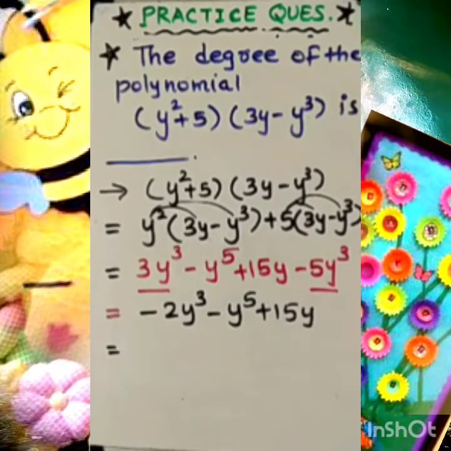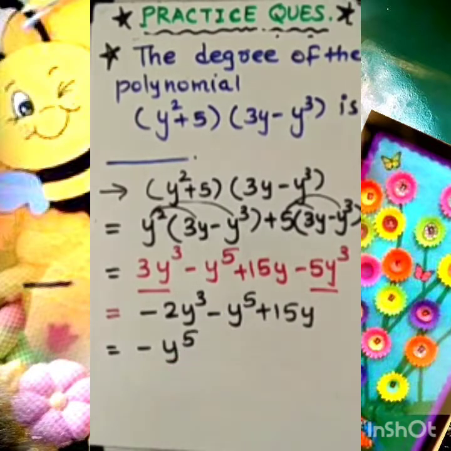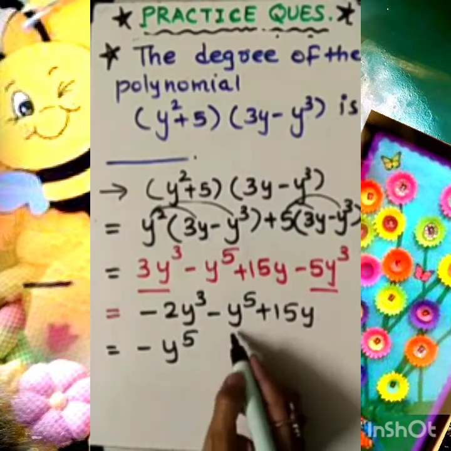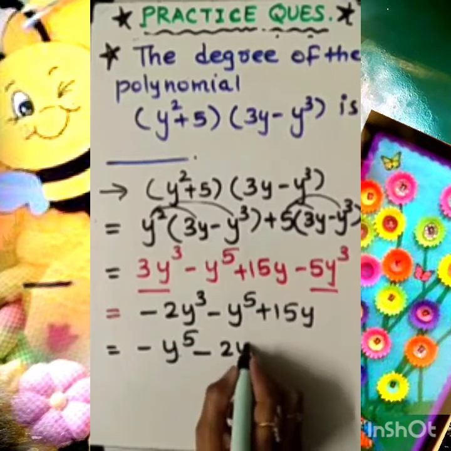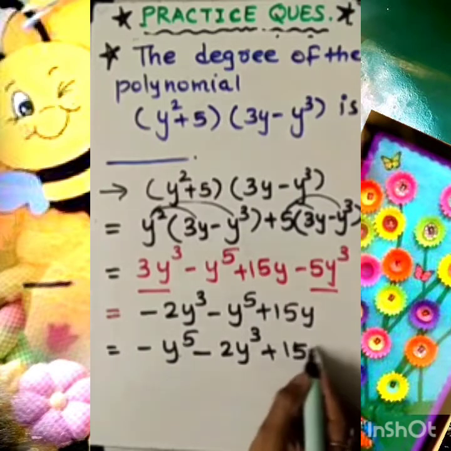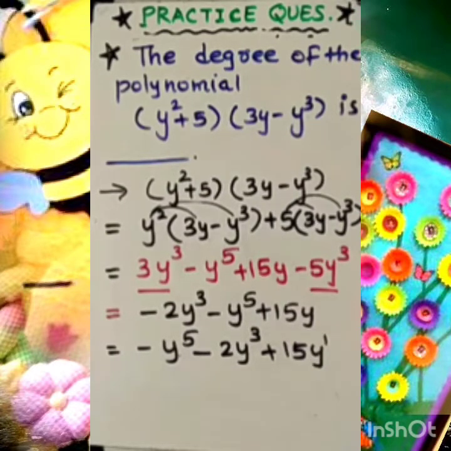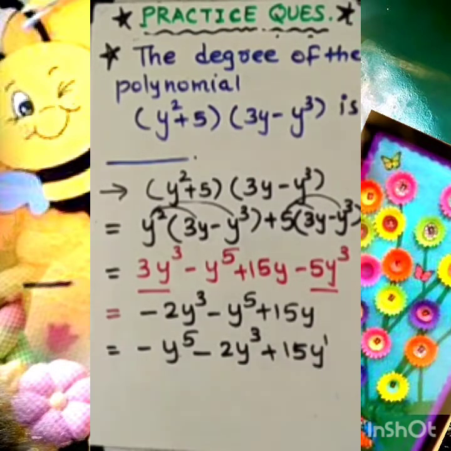First of all, we need to arrange them in order, in ascending or descending order. Here I am arranging them in descending order, so I am writing the highest power term first, then this cube term, and of course the power of this y is 1 here. Okay, now you can see they are in descending order: 5, 3, 1. Now it will be quite easy for us to tell the degree of the polynomial.